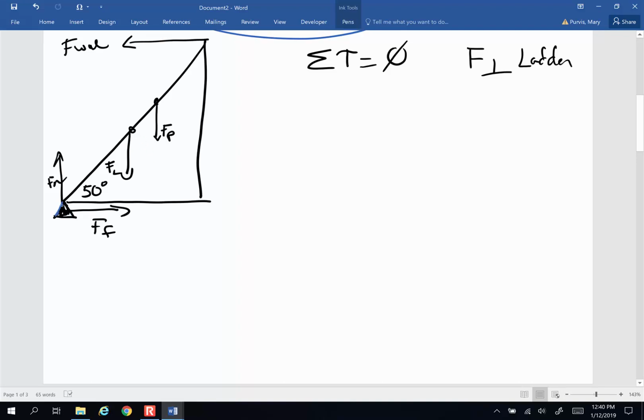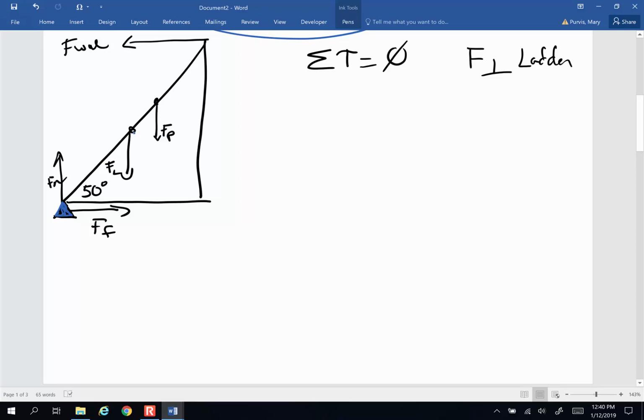Since I am using this as my pivot down here, any force that goes through that axis of rotation will not cause a torque. So the nice thing about this is the normal force and the friction force mathematically will go away. So I do not have to worry about those two. I only have 3 forces to worry about: ladder, person, and wall.